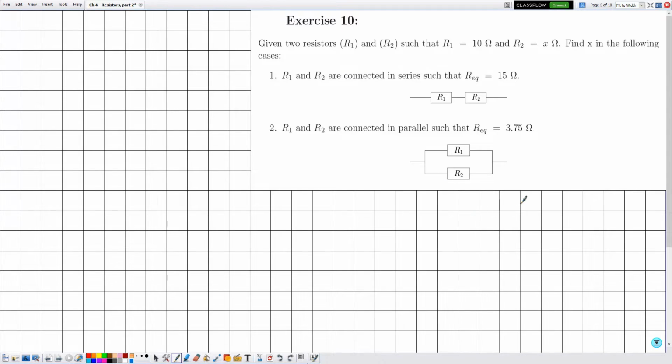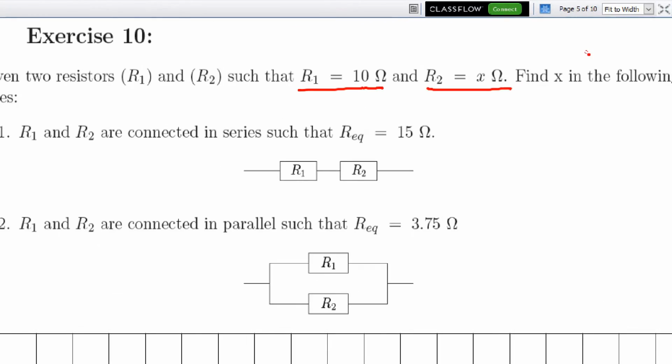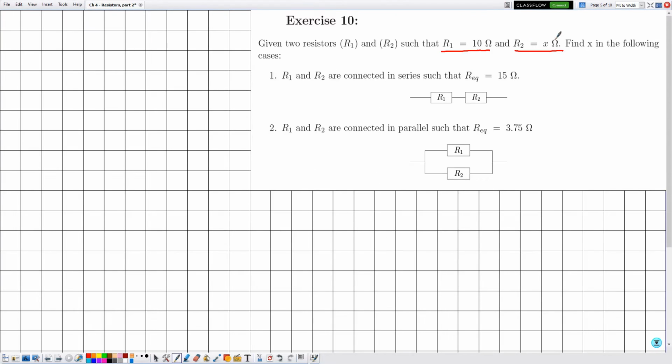So now exercise number 10. They are telling me, given two resistors R1 and R2 such that R1 is equal to 10 ohms and R2 is equal to X ohm. So X here is an unknown, and for this reason the value of R2 is being represented by X. Find X in the following cases.